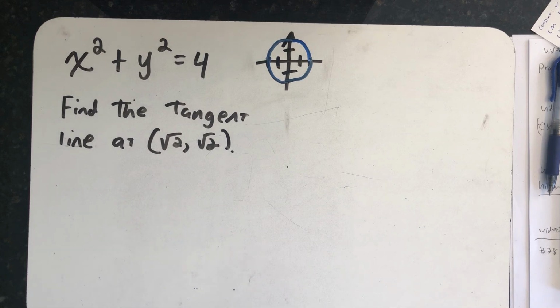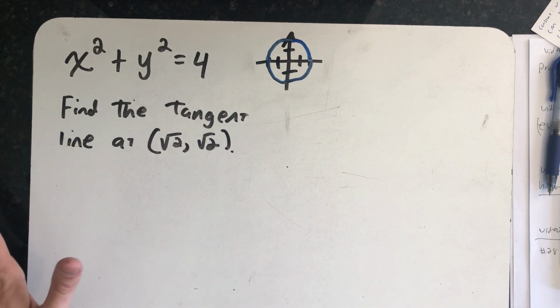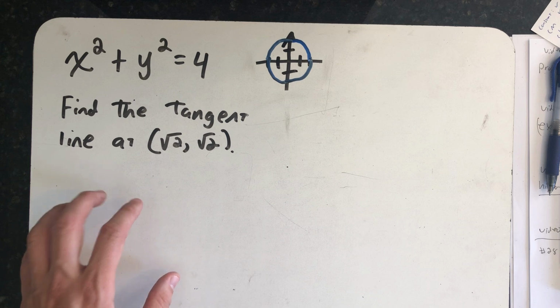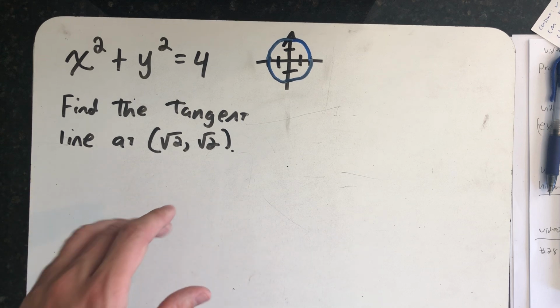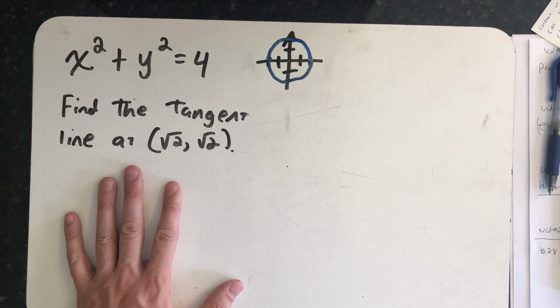In this video, I want to talk about implicit differentiation. But to start off with, I just want to work an example without knowing anything about implicit differentiation. So we'll work this example only using things we know right now. And at the end of the video, we're going to come back to it and talk about it in terms of implicit differentiation.